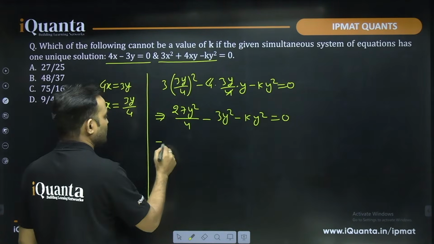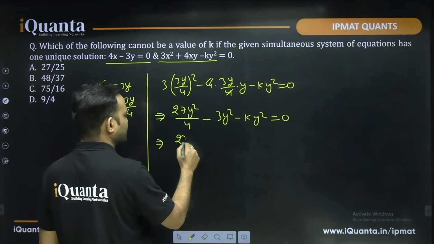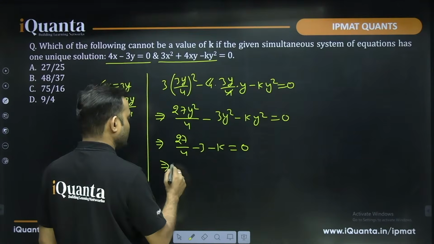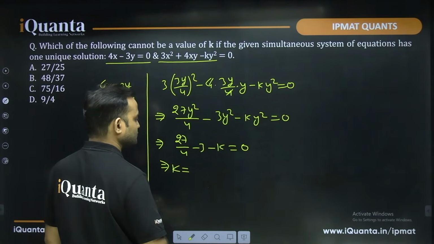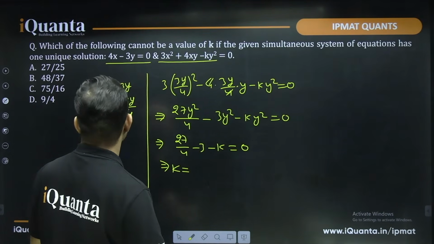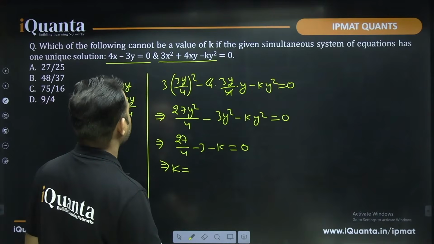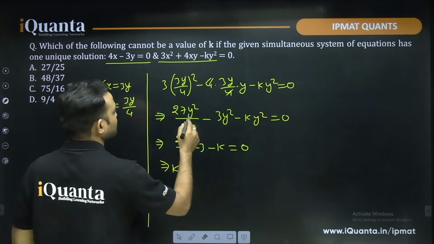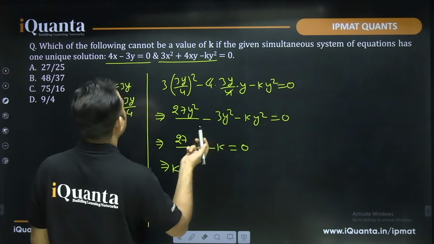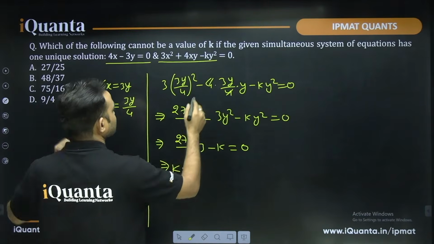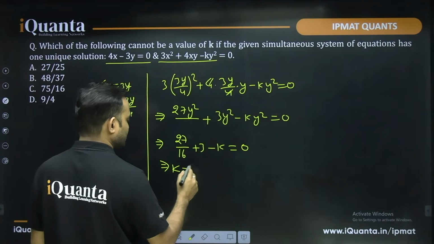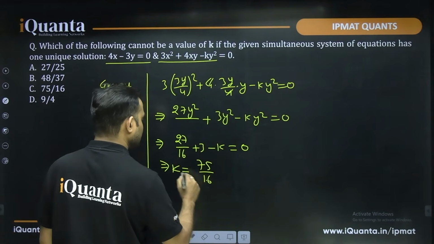to 0. We can remove y square from all sides, so we can get 27 by 4 minus 3 minus k is equal to 0, or k is equal to k. Something is wrong with that. We need to find, this will be 16, my bad. This will be 16, right? This is 16. Okay. And 3x square plus, this is plus, so 16. 16 plus 48, this will be 75 upon 16.